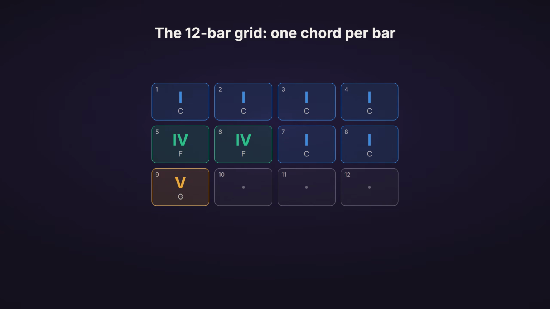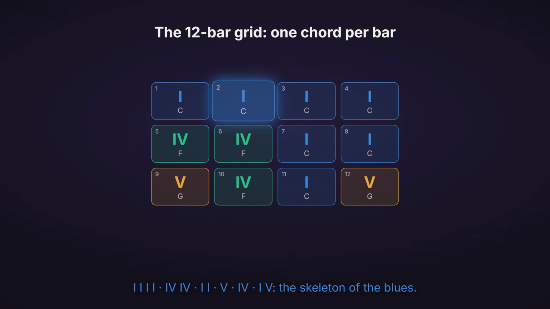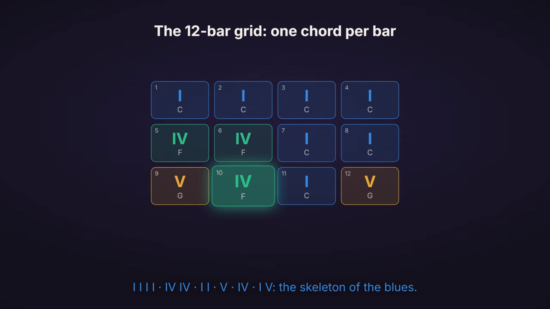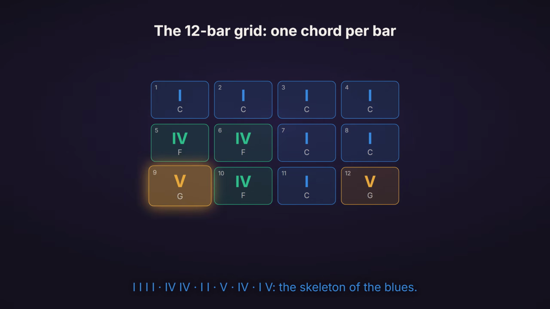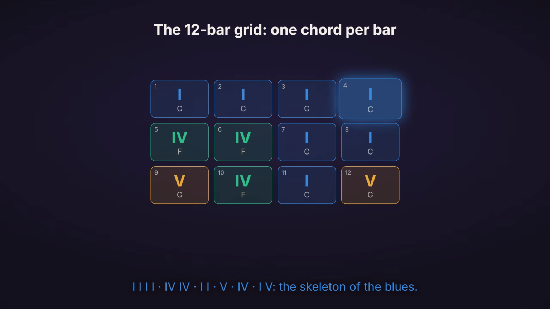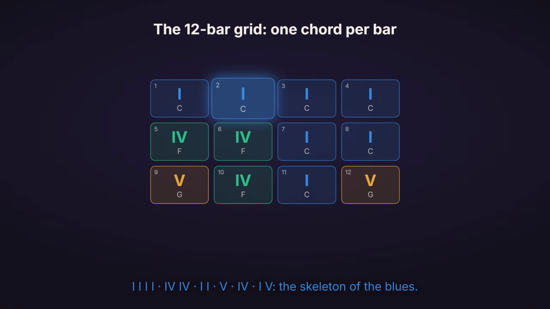Bar 9 jumps up to the 5 chord, G, the highest tension yet. Bar 10 drops to the 4 chord, F. Then the last 2 bars, 1 chord, C, and finally the 5 chord again, G. You walk it once more as the highlight steps through. 1, 1, 1, 1. 4, 4. 1, 1. 5. 4. 1, 5. That shape, that exact sequence of 12 bars, is the skeleton of the blues, and once your ear knows it you will hear it coming a mile away.